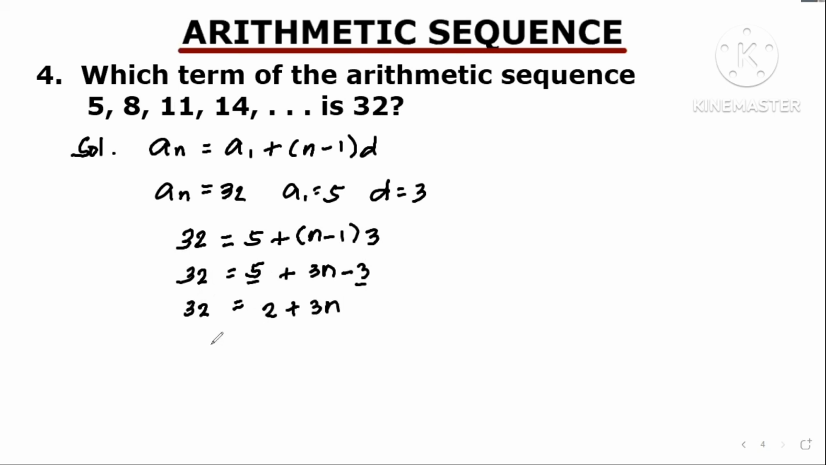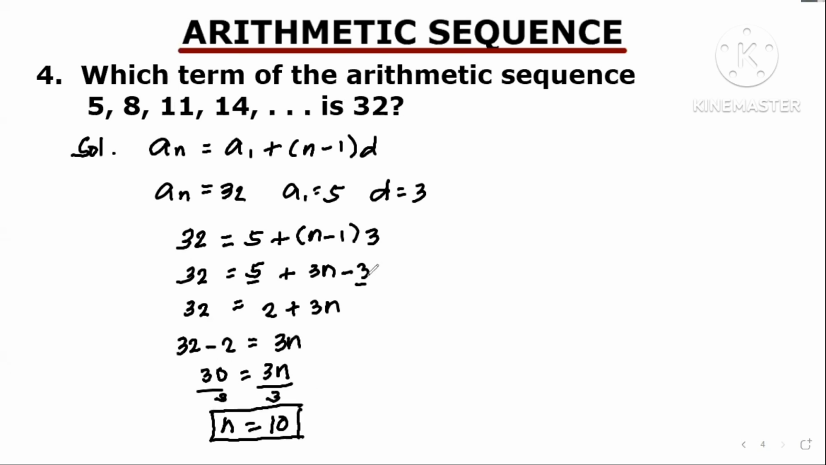Then transpose 2 to the other side, so that is 32 minus 2 is equal to 3n. 32 minus 2 is 30 equals 3n. And then we divide both sides by 3 to solve for n. And then balik ka rin na natin, n is equal to 30 divided by 3 is 10. So 32 is the 10th term of the arithmetic sequence.